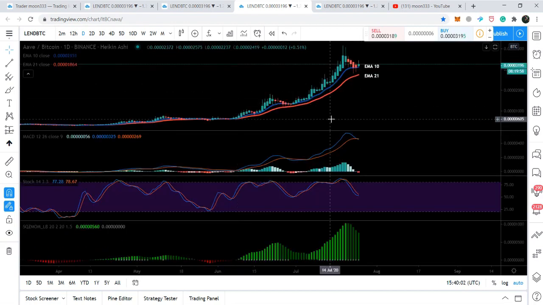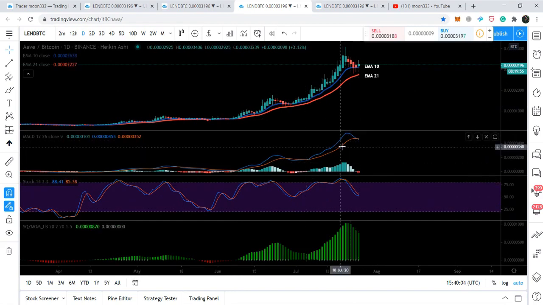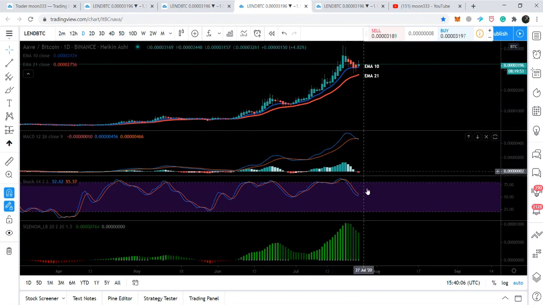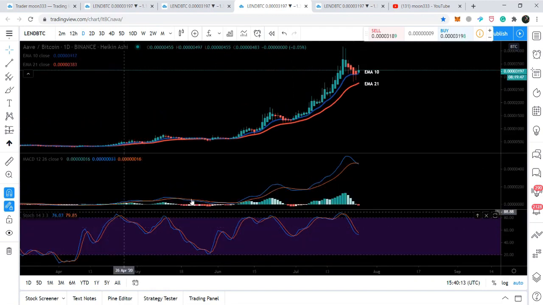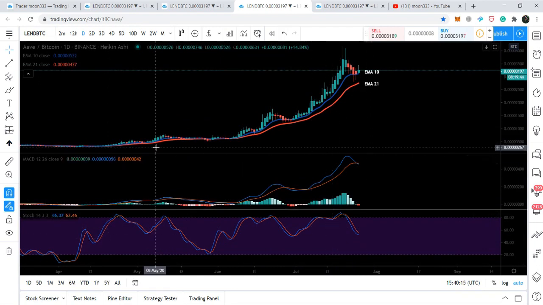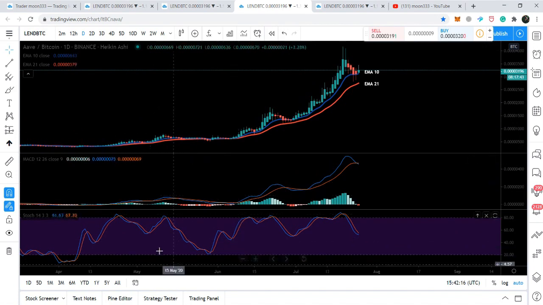If I place these indicators here, for example, you can see this is the MACD indicator, this is the stochastic, and this is the momentum indicator. Let's remove this one and only watch these two indicators. Then we can see that the movement of the price action is very much synchronized with these two indicators.